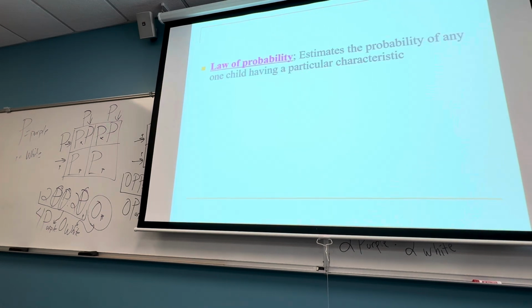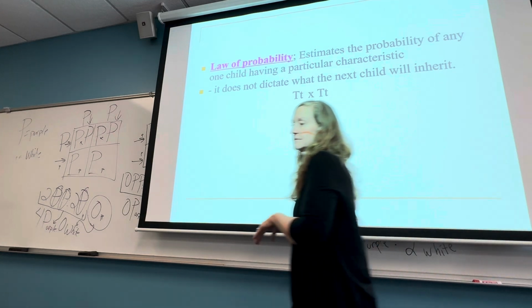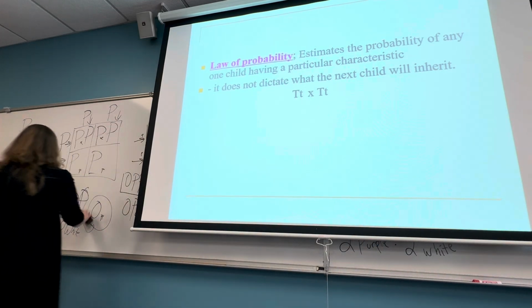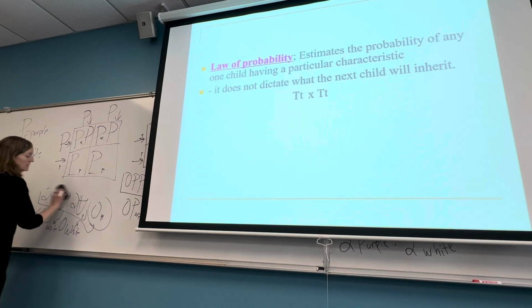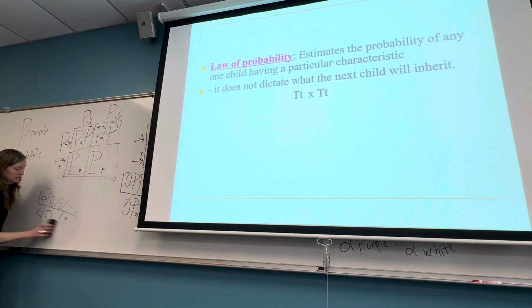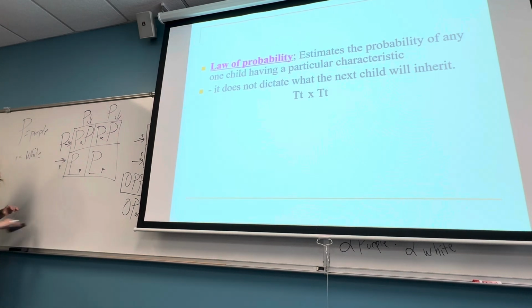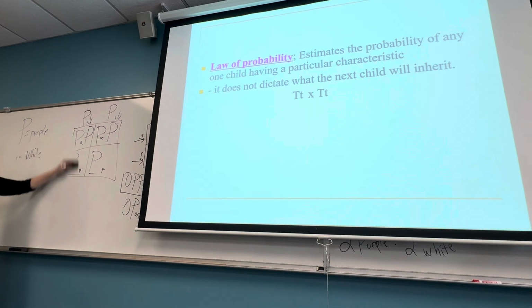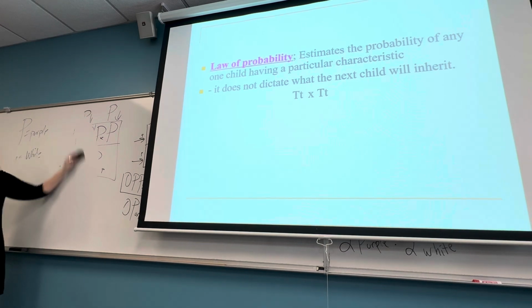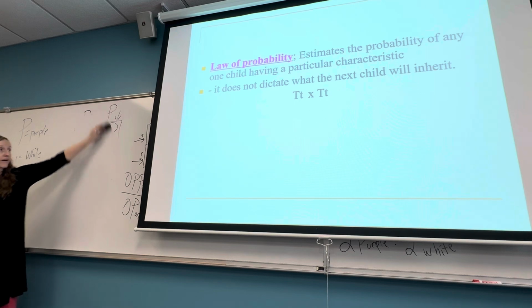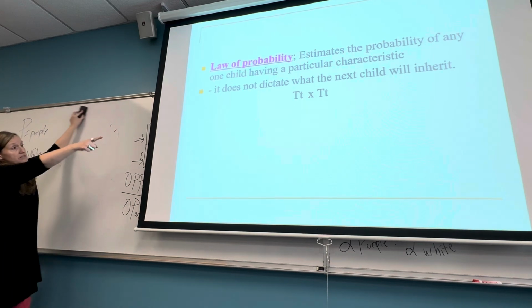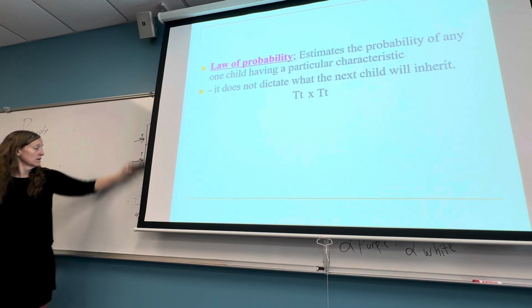Mendel also came up with the law of probability. The law of probability gives us an idea of the possible percentage of traits inherited by the offspring given our parents. So let's do this Punnett square.